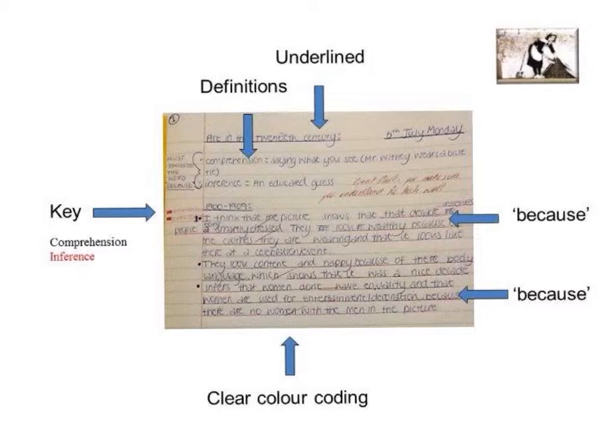At this point, I should point out that the inference is the higher level of thinking. Comprehension is merely telling me what you can see and explaining it, but an inference is an assumption or an educated guess for which you must provide a reason to explain your choice. As you can see from the exemplar here provided, the student provides a key to identify when they are making the difference between a comprehension and an inference.